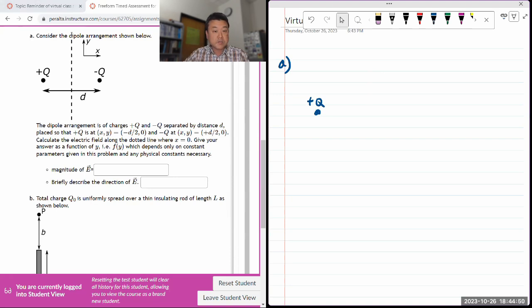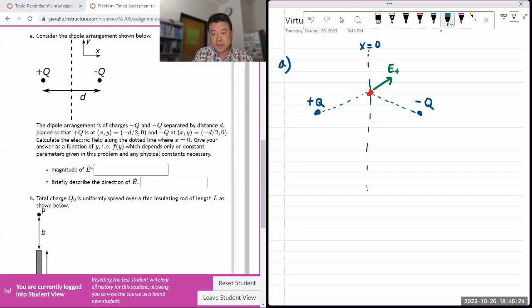So I need to calculate the electric field as a function of y along here. What's useful for me to note is that x is 0 along this line. That helps me simplify some things. So I'll pick a representative point, let's say a point here, and visualize the electric field due to each of these charges. From charge plus Q, there should be an electric field pointed that way. From charge minus Q along this line, there's an electric field towards minus Q that way.